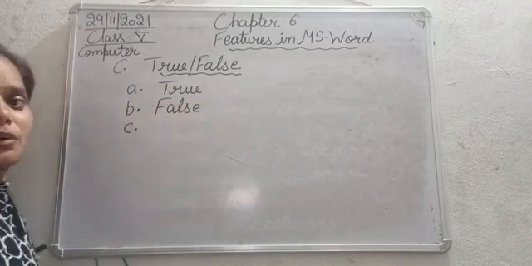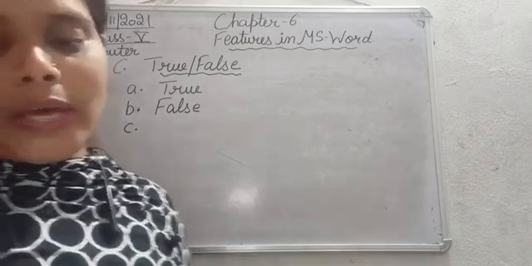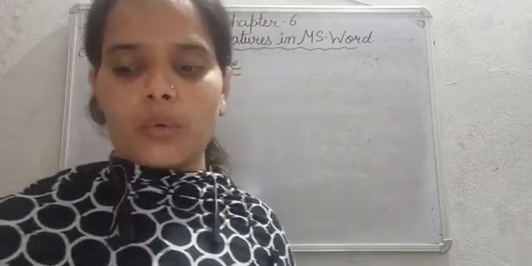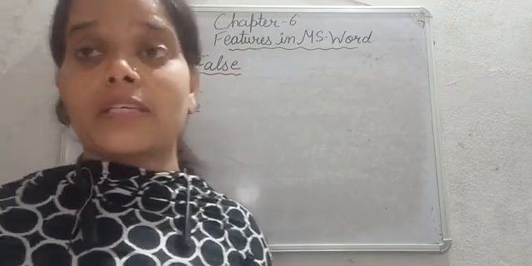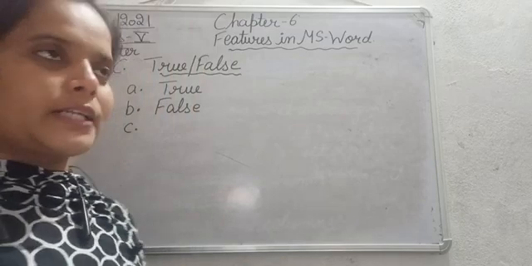Moving next to C. You can see line numbers on the screen only in the print layout view. That is true. We can see the line numbers in the print layout view only.